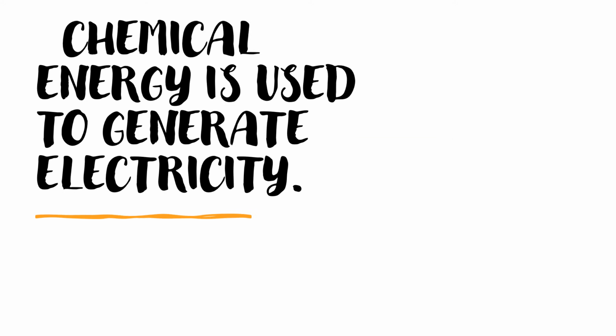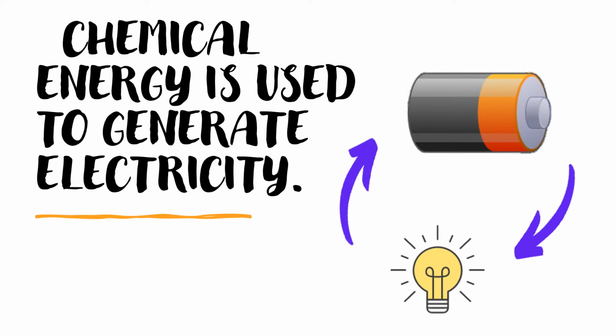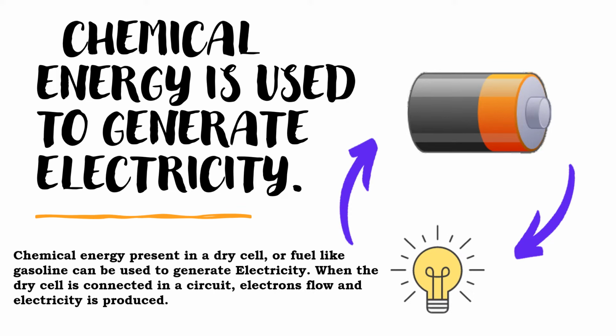The chemical energy is also used to generate electricity. Our illustration is a battery and an LED light. So, the chemical energy present in a dry cell or fuel like gasoline can be used to generate electricity. When the dry cell is connected in a circuit, electrons flow and electricity is produced.